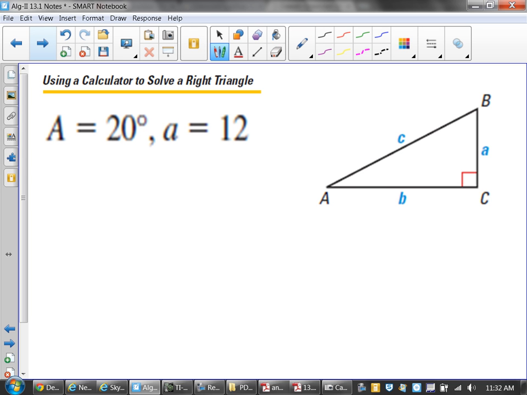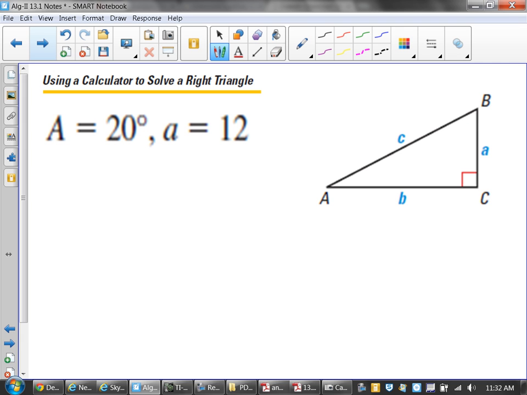When we take it a step further, we're going to start solving right triangles. When we solve right triangles, it means we've got to find how many parts? Well, how many parts are in a right triangle? Six. There are 3 angles and 3 sides. Do you agree? Okay.